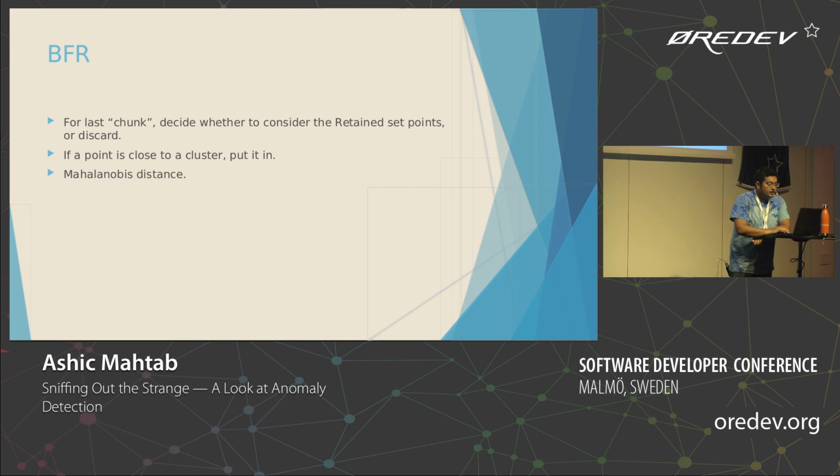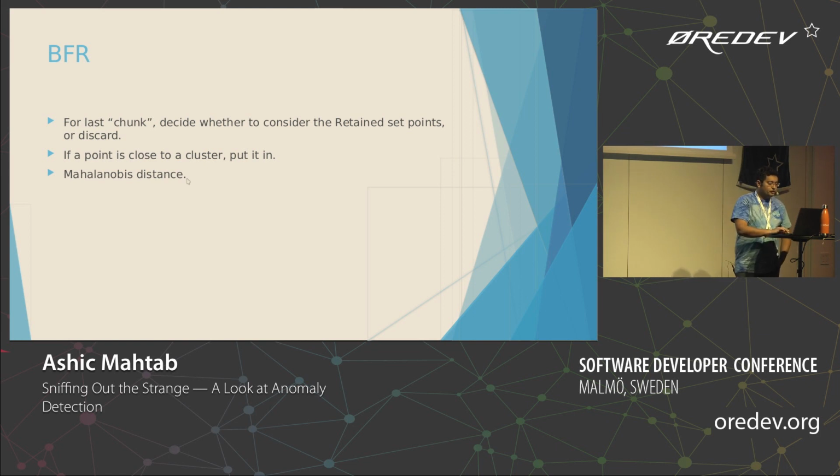All right. For the last chunk, we need to decide what we do with the retained set points. Okay. If the point is close enough to a cluster, and it depends on our definition of what close enough is, which we'll get to, then we can just assign it as part of a cluster. Otherwise, we can treat that as a true anomaly, an error in data or something, and we can completely discard it. One other option is to treat it as yet another category and just leave it as a cluster on its own.